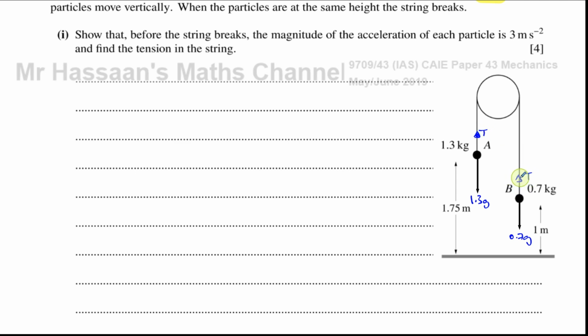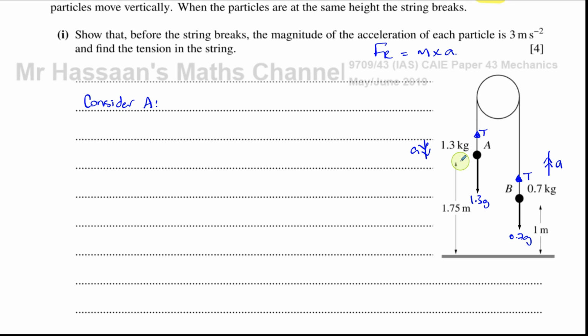But the acceleration of each particle is in opposite directions. Particle A is going to accelerate downwards. Particle B is going to have the same acceleration in terms of its magnitude, but it's going to accelerate upwards. So if we consider the forces and the resultant force on each particle, we know the resultant force is equal to the mass times acceleration.